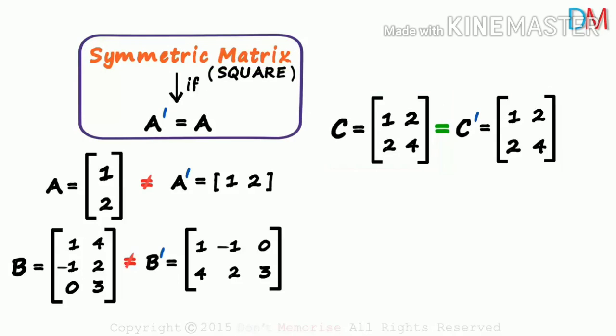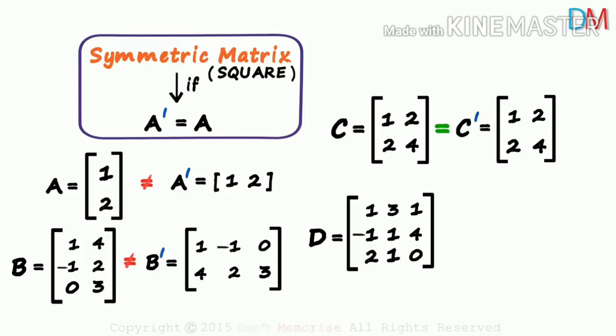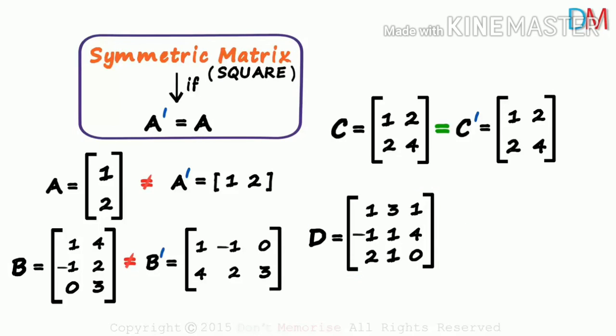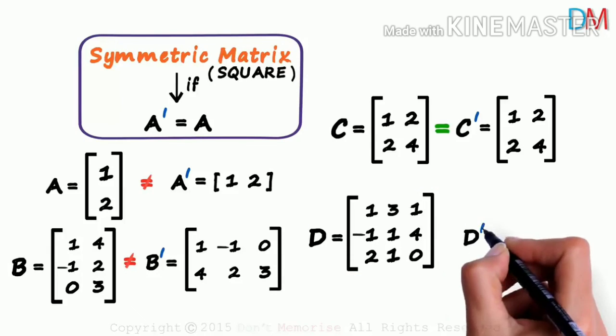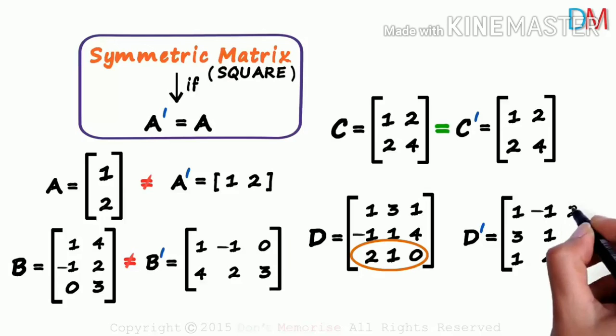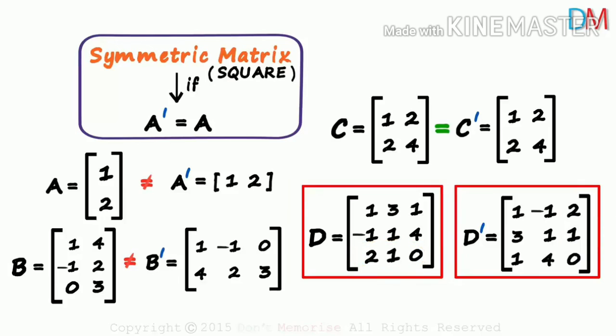Does this mean that every square matrix will be symmetric? Here's matrix D. It's a square matrix because its number of rows is equal to its number of columns. Pause the video and find out if matrix D is a symmetric matrix. To know if D is symmetric, we need to find D transpose first. The first row will be the first column here. 1, 3, 1. The second row becomes the second column. Minus 1, 1, 4. And the third row will be the third column here. 2, 1, 0.